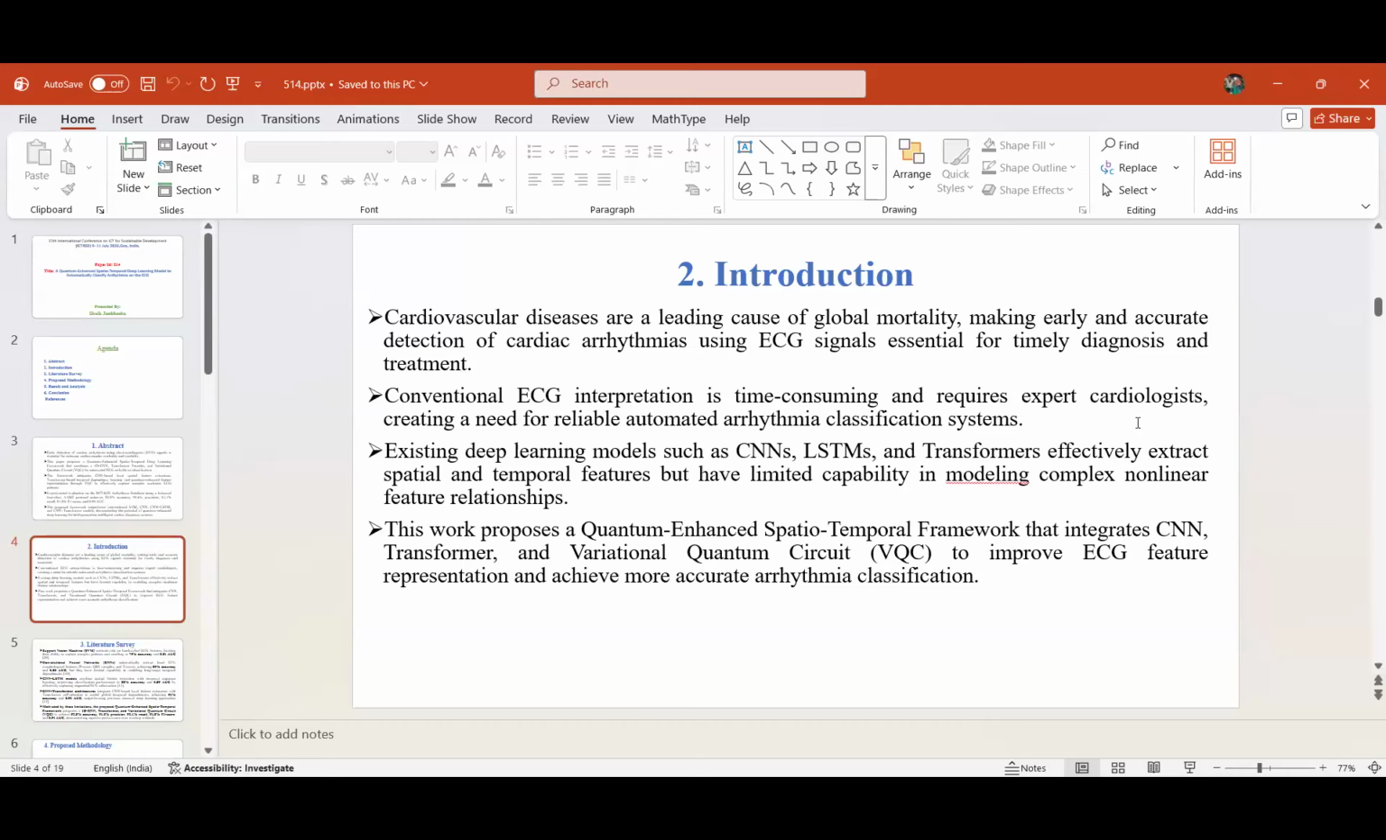Coming to the existing work, most existing deep learning models are used to detect cardiac arrhythmias automatically. Among them, CNN, LSTM, and transformers effectively extract the spatial and temporal features. But they have limited capacity in modeling complex nonlinear feature relationships. So this work proposes a quantum enhanced spatio-temporal framework that integrates CNN, transformer, and variational quantum circuit.